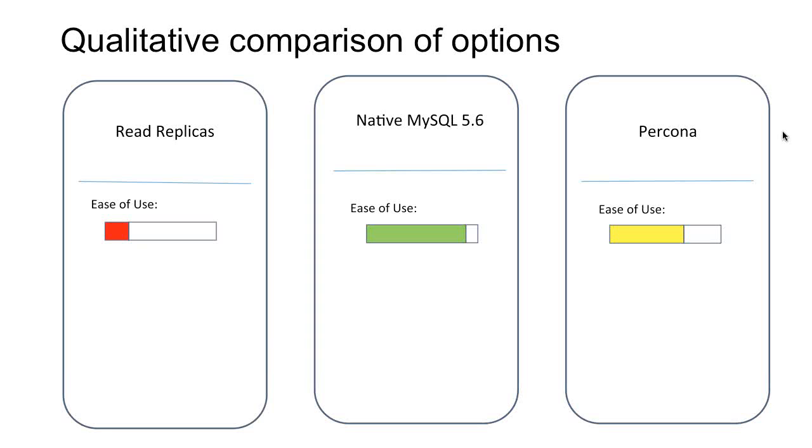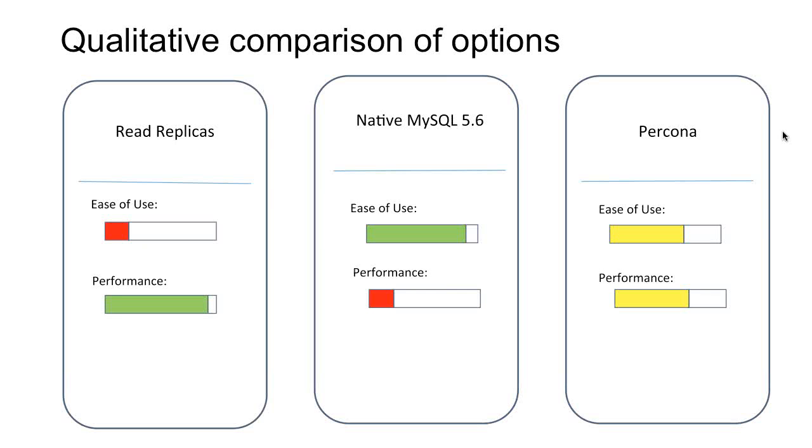The native 5.6 is the easiest to use because it's all available by default. I don't have to take downtime. I don't have to do anything. It just works. Whereas with Percona, I need to take a separate instance, install it, do the configuration and things like that. The performance on Read Replicas is super good, right? Because there is no impact at all.